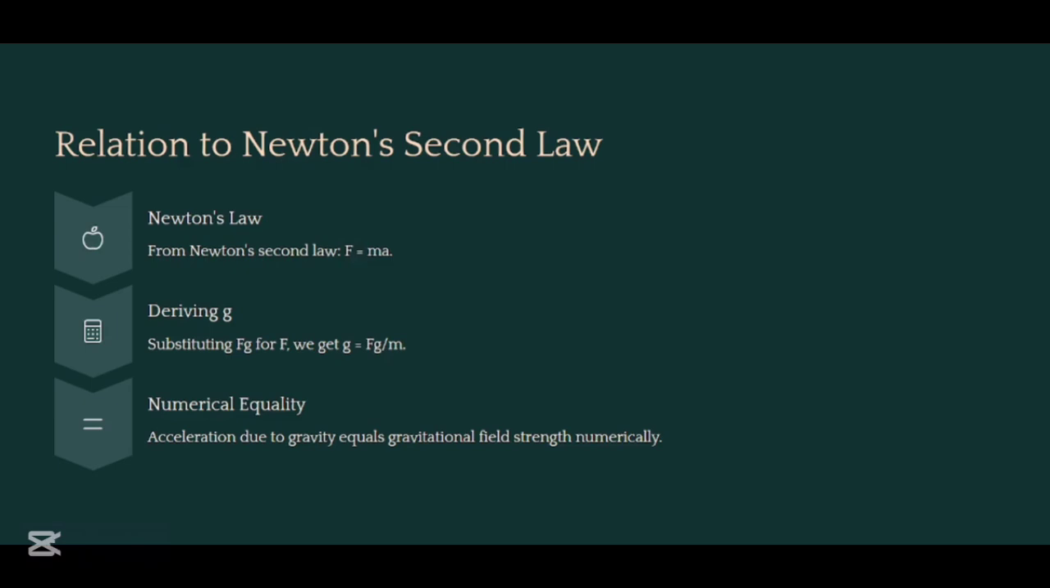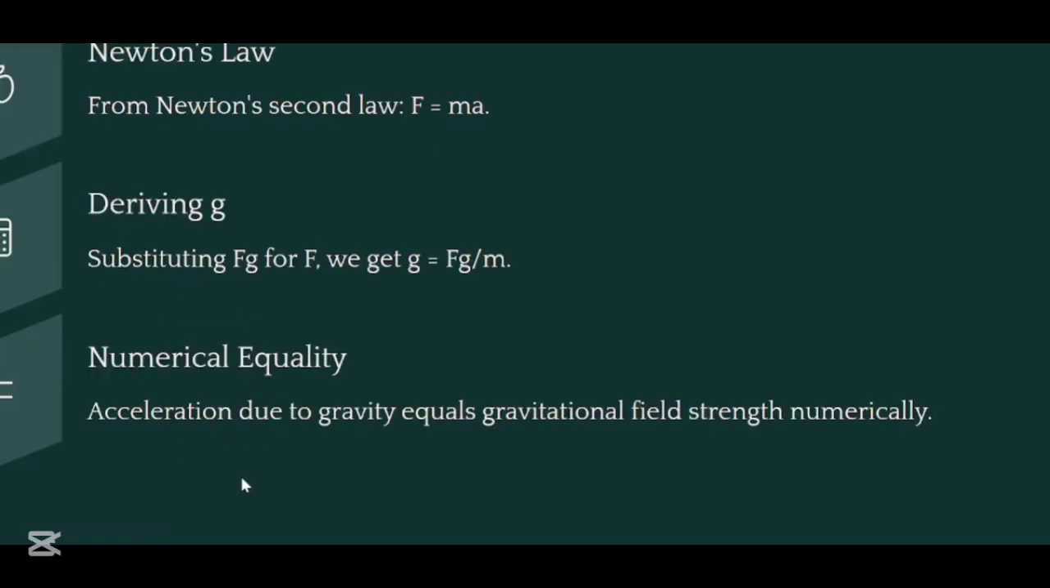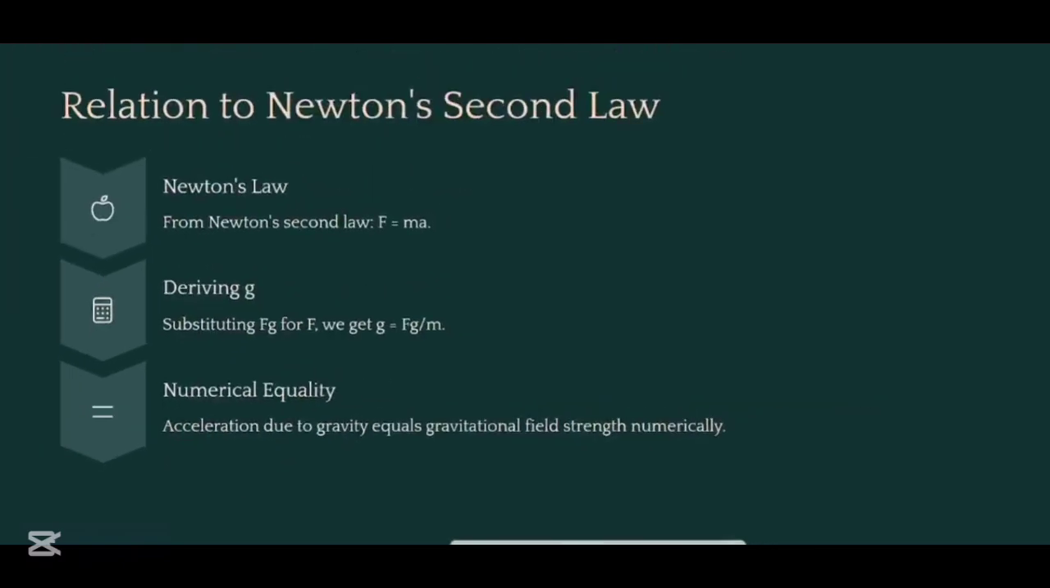Newton's law. From Newton's second law, F is equal to mass multiply acceleration. If we substitute the values, we get G is equal to gravitational force divided by mass. And in numerical equality, acceleration due to gravity equals gravitational field strength numerically.